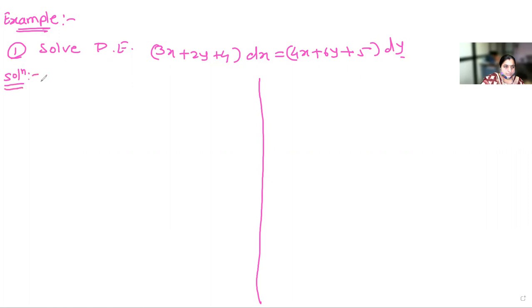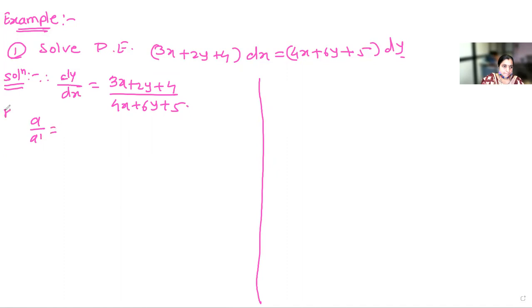Rewrite the equation in standard form. Therefore dy by dx is equal to, shift this dx to the right hand side, so dy by dx becomes (3x plus 2y plus 4) divided by (4x plus 6y plus 5). You can see here in the differential equation the degree of each term is not the same. You can easily identify which kind of differential equation this is, homogeneous or non-homogeneous. So first of all we will check the ratio. Which ratio? a upon a dash.